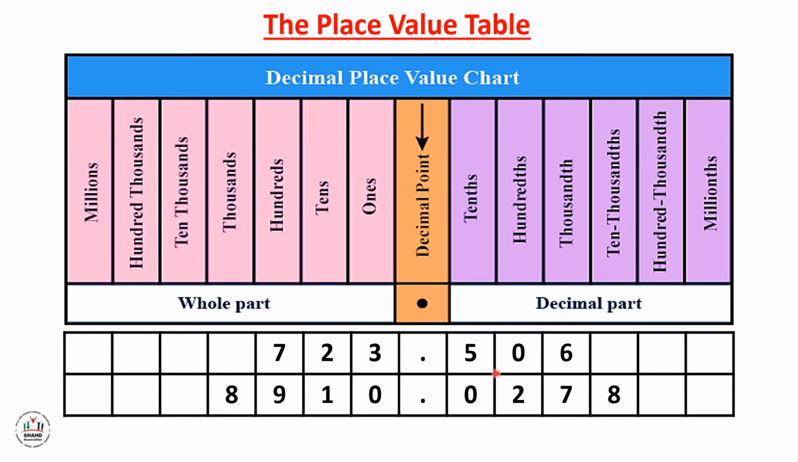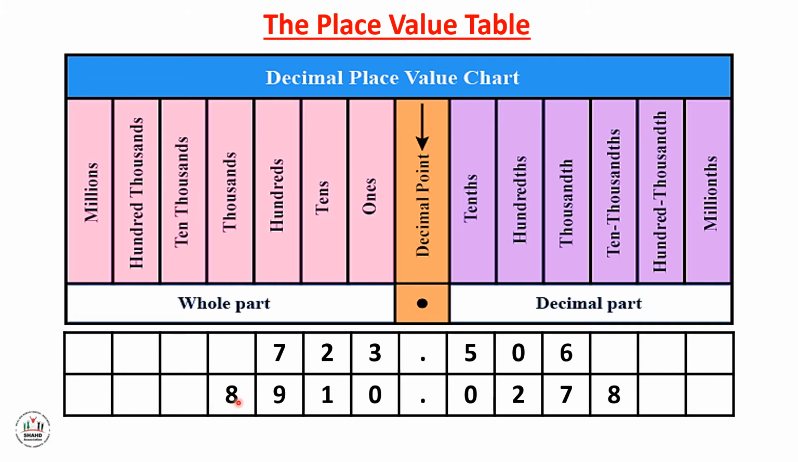So for example, if we have 723.506, we write 3 in the ones digit, 2 in tens, and the position of 7 is in hundreds. 5, or 5 over 10, so its position is tenths. The 0, we can skip it because 0 over 100 is still 0, so the position of 0 here is hundredths. 6 is in thousandths, so 6 over 1000.